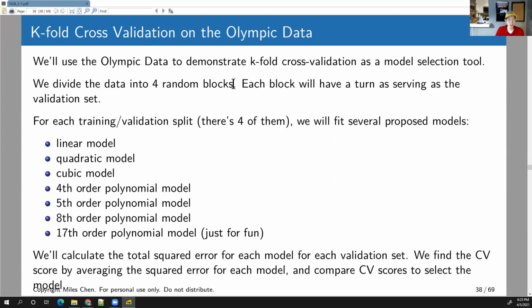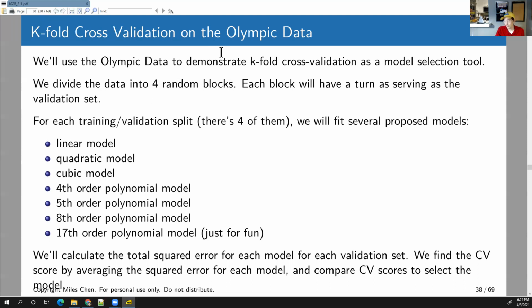So here I'm performing K-fold cross-validation manually, and again, in a production setting, you would probably use the library boot and the cv.glm function. You have the option to specify K folds and things like that. We're going to split the 28 data points into 4 different random blocks, and each of those blocks will have a turn serving as the validation set. So each block will have 7 randomly selected points.